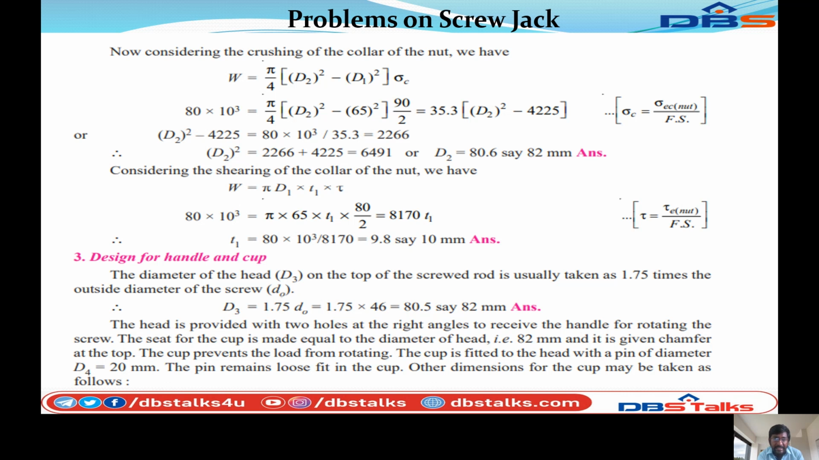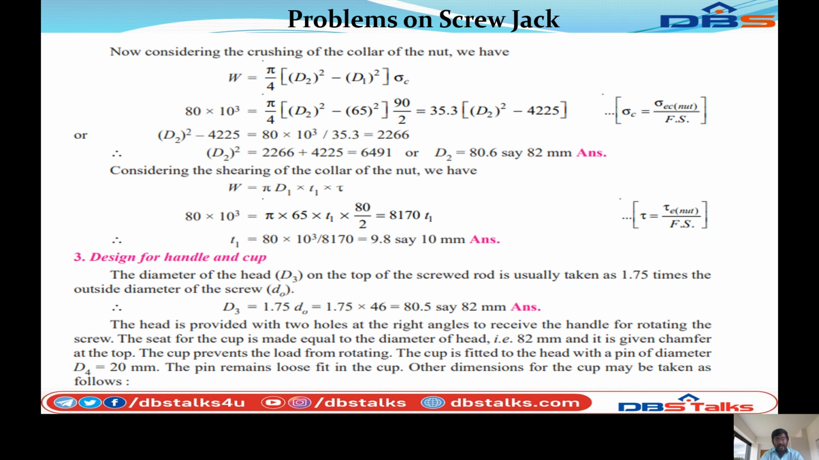So next we can calculate D3 also. D3 is equal to 1.75 into D0. D0 is 46, that equals 80.5. So let me say 82 mm. So we have D1 is equal to 65, D2 is equal to 82, and finally D3 is equal to 82 mm.